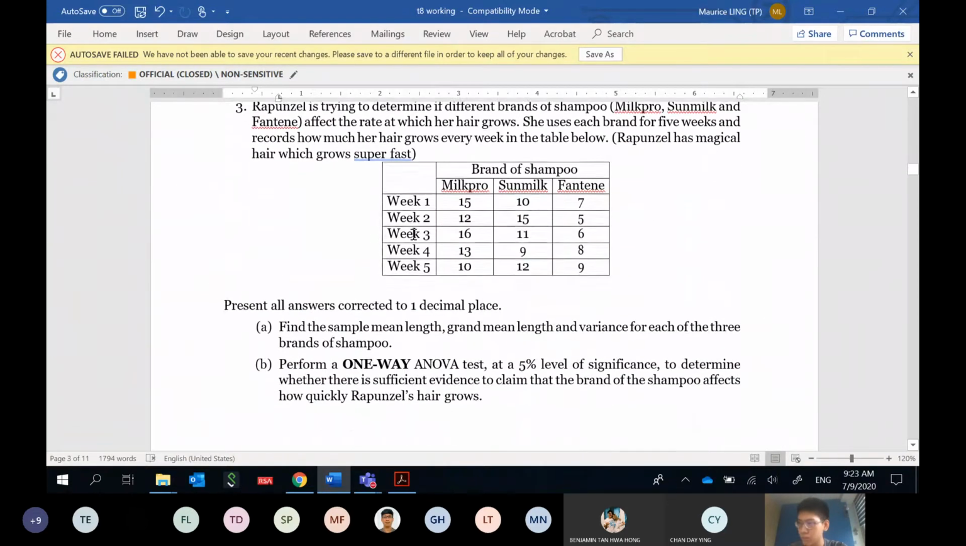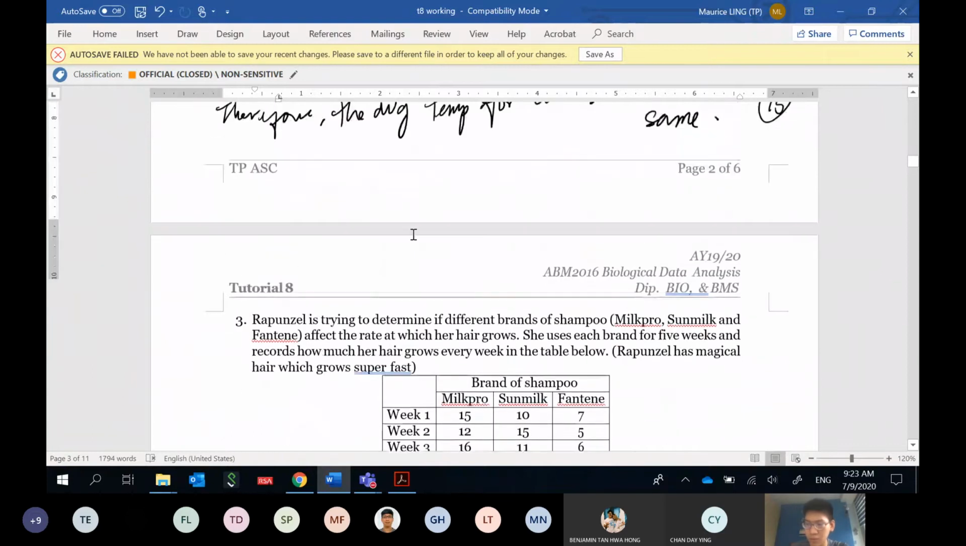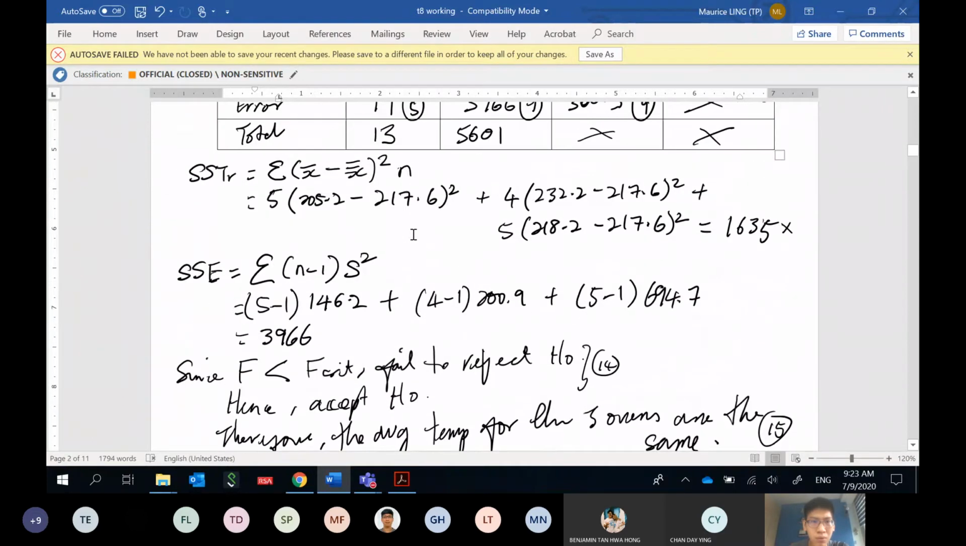Okay, so let's do the next one, question 3. Any problem with question 2 so far? Okay, Wei Qi, is your mic working already? All right, so let's go on to question 3.